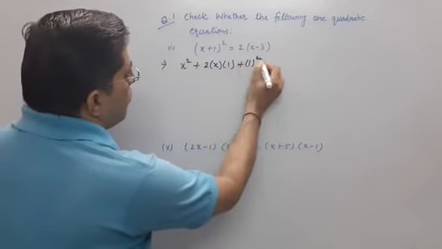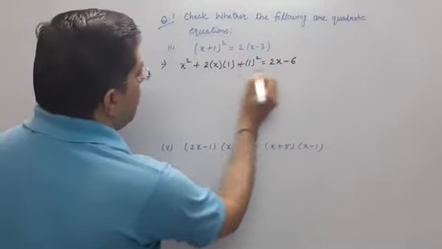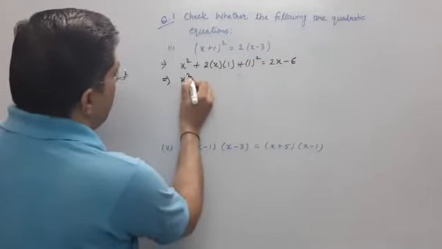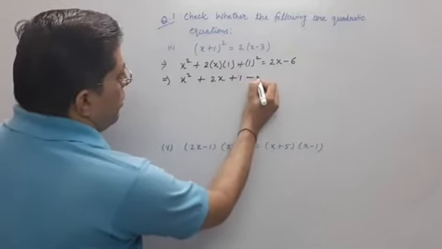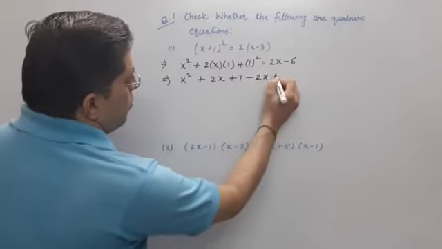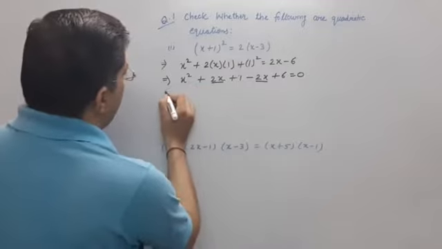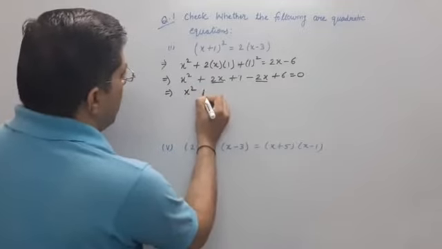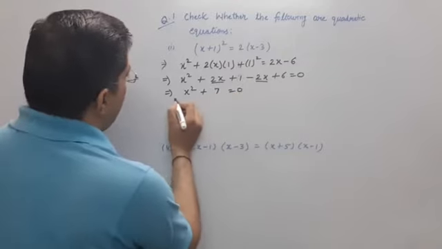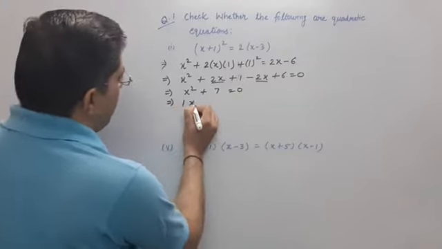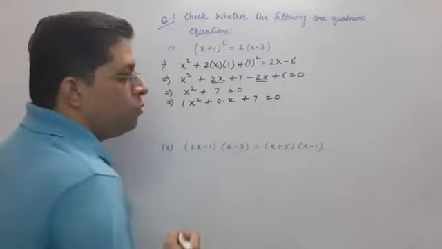And 1 square. Here on this side, 2 into x, 2x, minus 2 threes are 6. Here x square plus 2x plus 1. Send this side minus 2x, and here plus 6 equal to 0. Okay, both cancel out. Here what will come? x square plus 7 is equal to 0. What can I write? 1x square plus 0 into x plus 7 equal to 0.